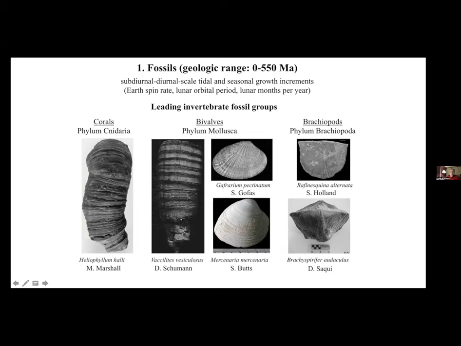Bivalves, these particular forms actually went extinct at the end of the Permian period, so they're an extinct form. So there are problems with that, because we don't have any present-day analogs to be able to understand how they built their shells. So we also have bivalves, and these are two different bivalves that have been used to analyze the tides.